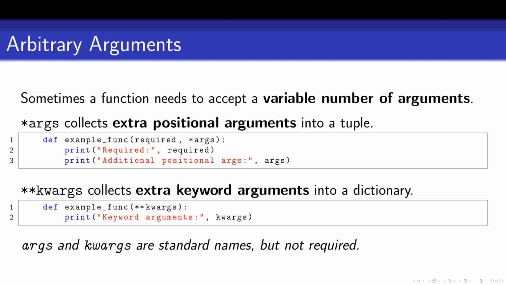These patterns are especially powerful in utility functions, logging systems, or wrappers where flexibility is key. While args and kwargs are conventional names, they can technically be named anything, like single asterisk items or double asterisk options. These tools allow for greater generalization and help you build functions that scale more easily across different use cases.